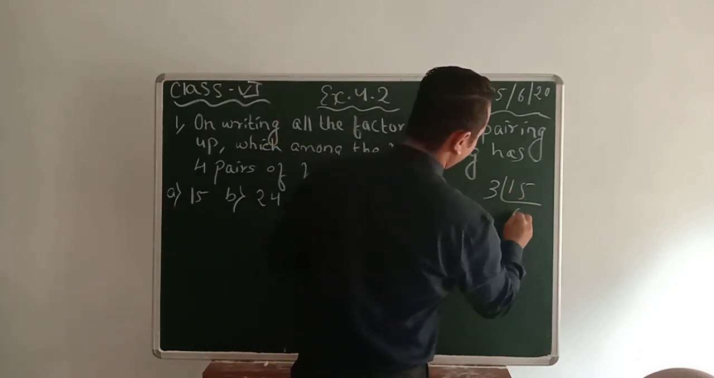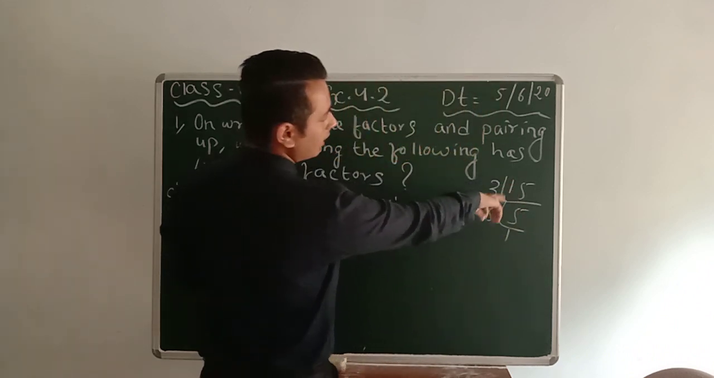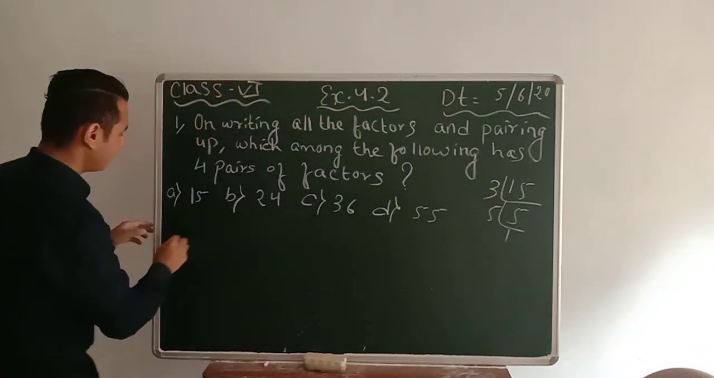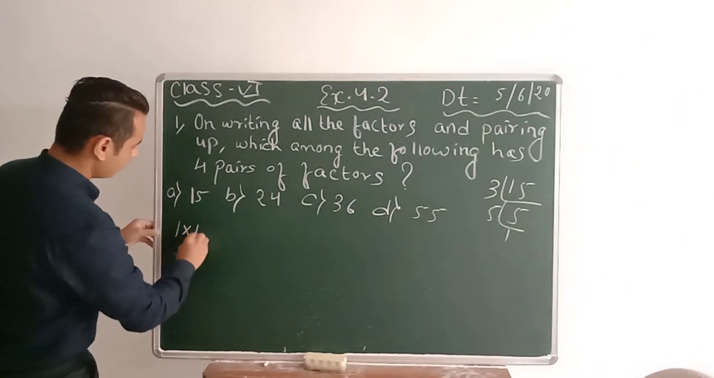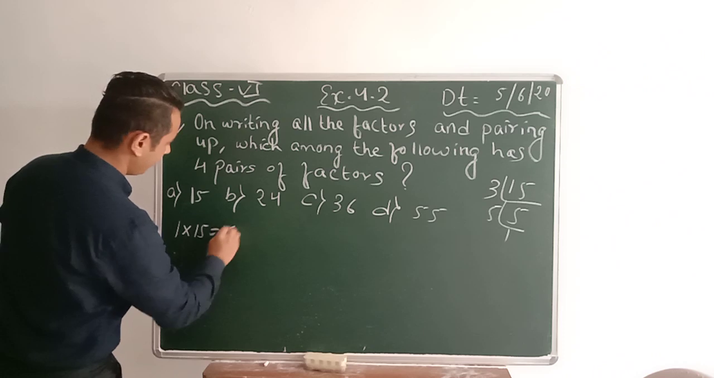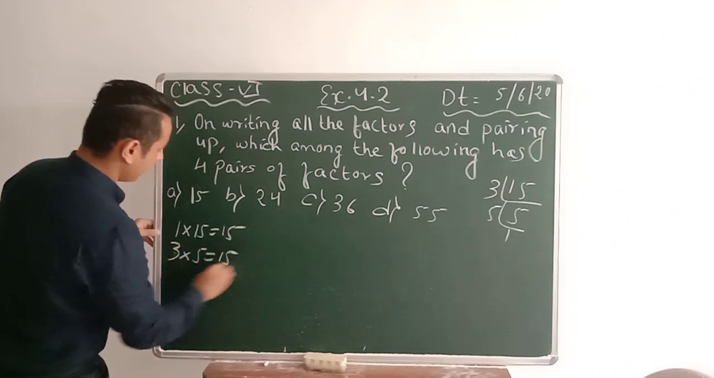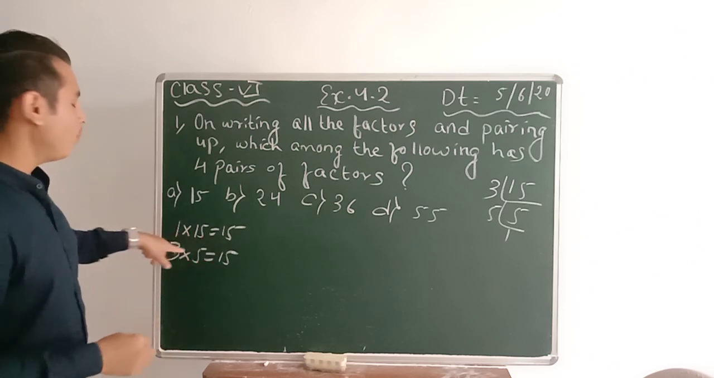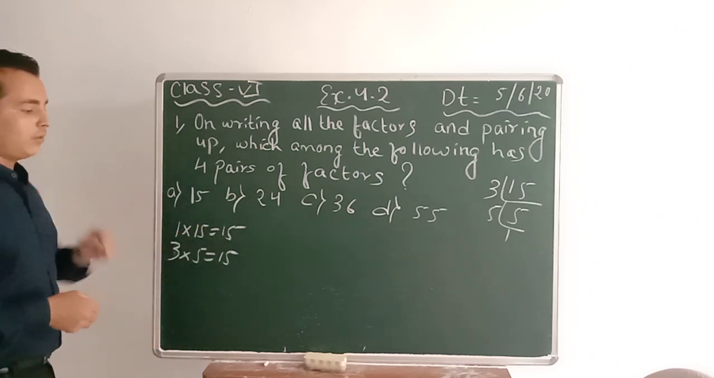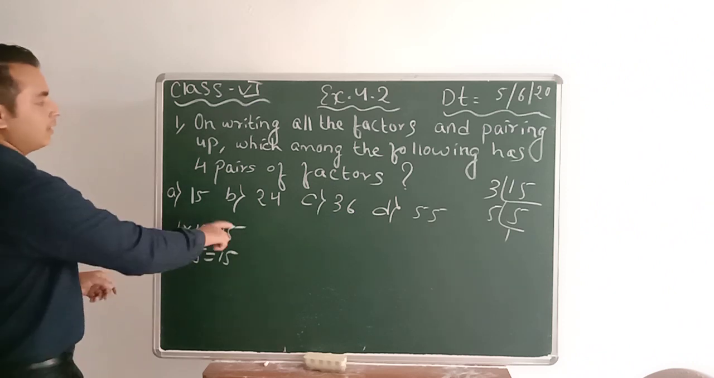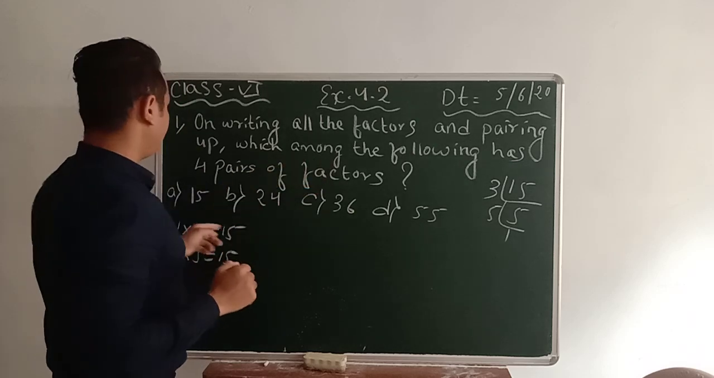3 5s are 15 and 5 1s are 5. That means factors of 15 are 3 and 5. While pairing, we should do like this: 1 into 15 is equal to 15 and 3 into 5 is equal to 15. That means 15 has only two pairs of factors: 1 into 15 and 3 into 5. So this is not the one which has four pairs of factors.